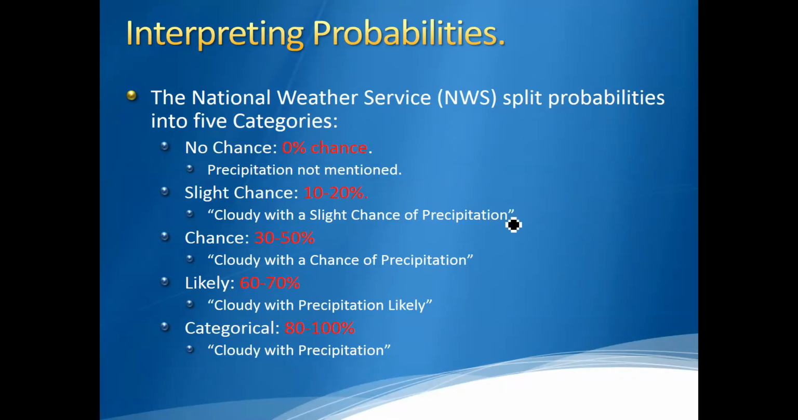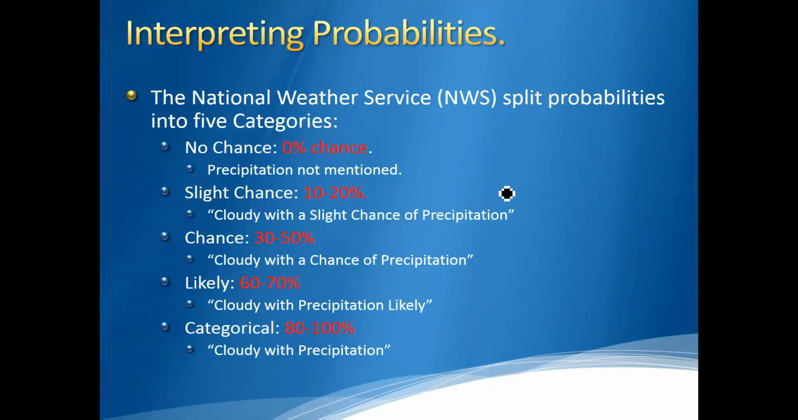The first one is called a no chance. In this case, there is a near 0% chance of a precipitation event happening. In this case, precipitation's not even mentioned in the forecast. In fact, you won't even hear it. They won't say sunny and 0% chance of rain. They're just going to say sunny. They don't even talk about precipitation.